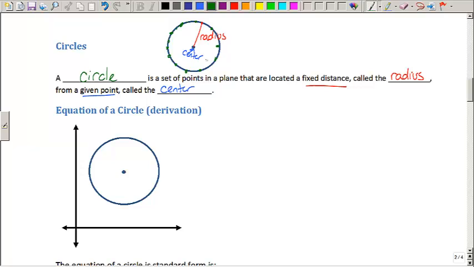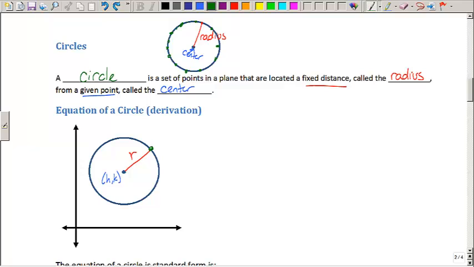So I would like to find out what the equation of a circle is in relationship to the x and y axes. If I'm given a point on the x and y axes, I need a center. I'm going to use the letters h and k for my center, and I need a radius. My radius, I'm going to use the letter r, which stands for radius. So when I'm looking for the equation of the circle, I need an equation that relates all of the points on the circle to h and k, my center, and r, my radius.